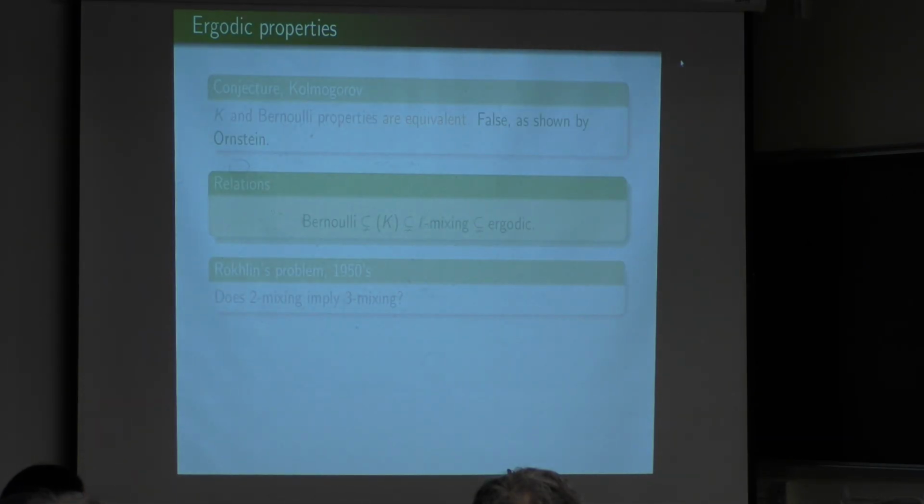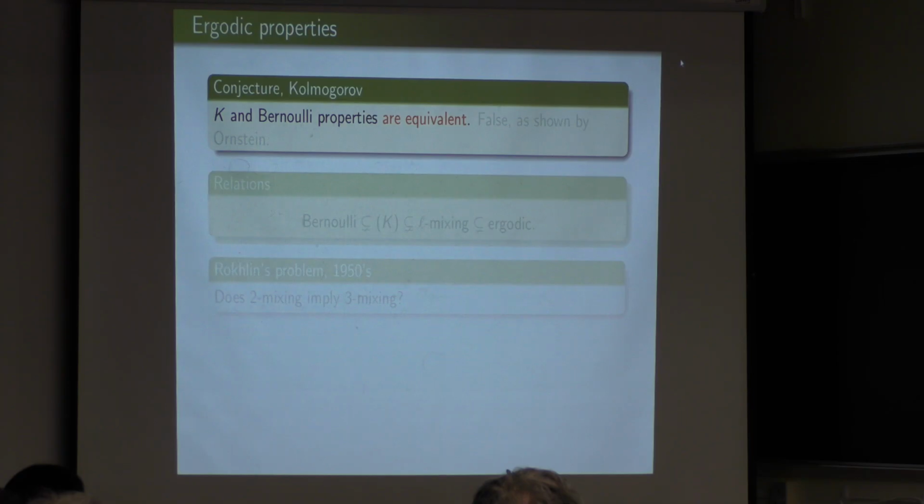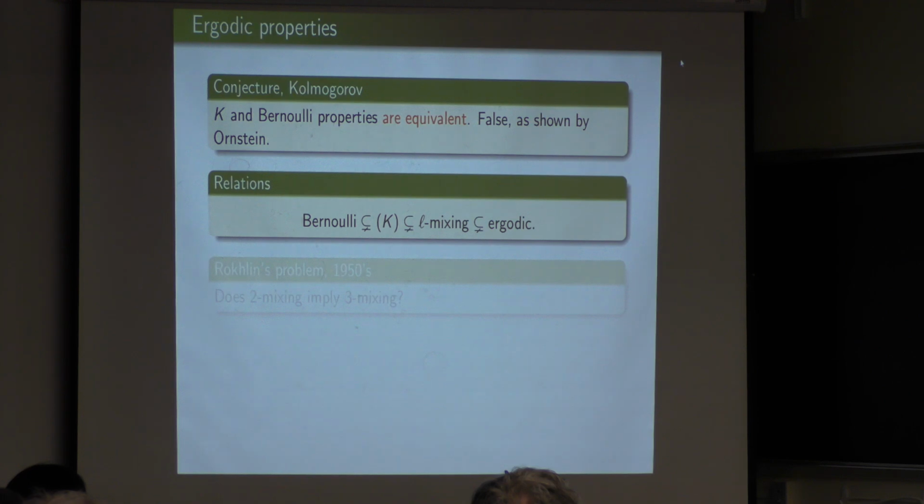Kolmogorov actually conjectured initially that K and Bernoulli are equivalent, and this was shown false by Ornstein. So the fact that I have positive entropy for any partition doesn't mean I'm a Bernoulli system. I'm not isomorphic to a Bernoulli shift. And here I've listed all the relations we've seen so far. So ergodicity is the weakest. Being a Bernoulli system is the strongest. All the relations are strict.